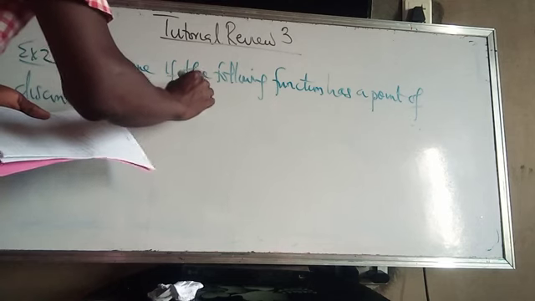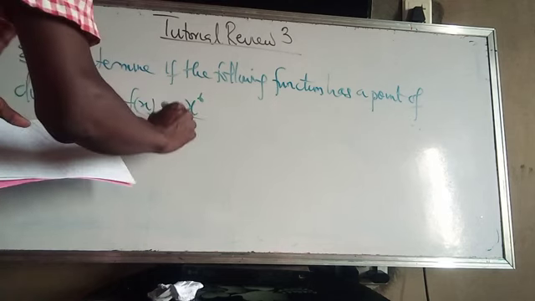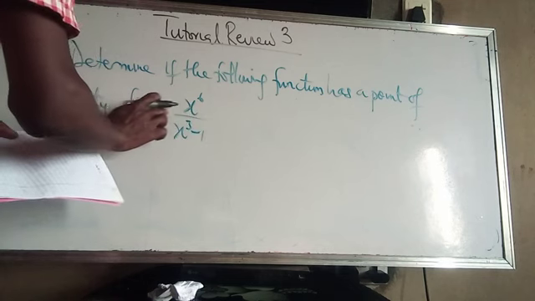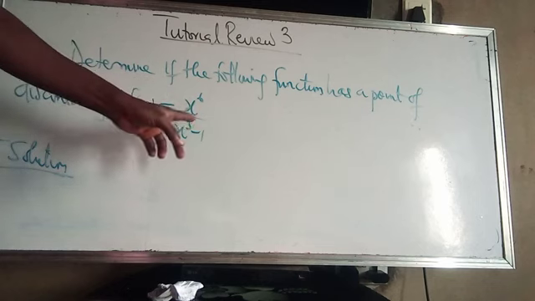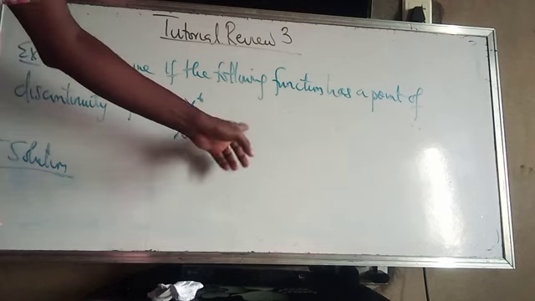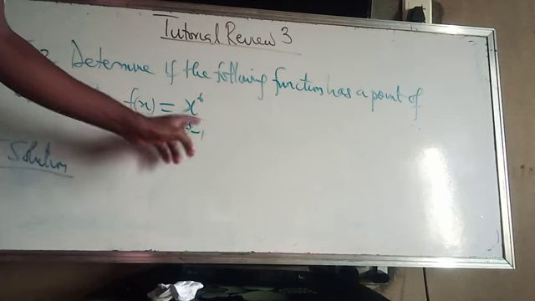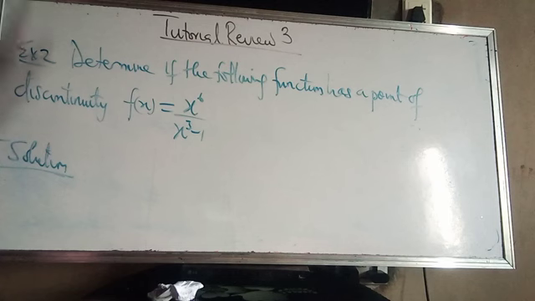x to the power 6 over x cubed minus 1. Now, let's recall, for this function to be continuous, it must be well defined. So if this function is not well defined, it will not be continuous. What I'm saying is that for this function to be continuous, the value we obtain must not be infinity. This must not be 0. The moment this one is 0, the function is undefined, and so it can't be continuous.